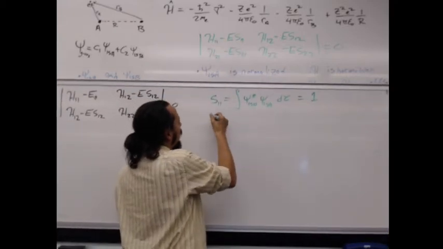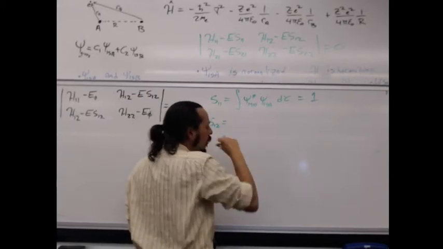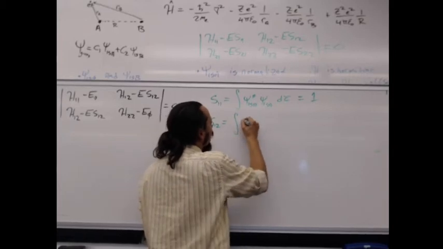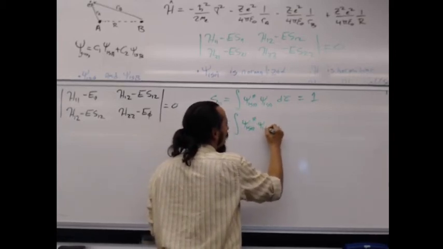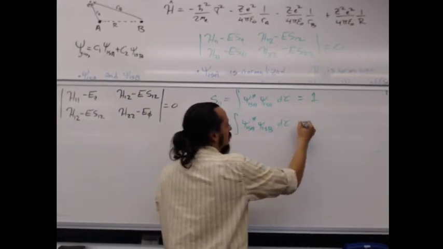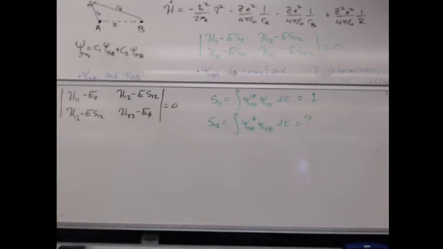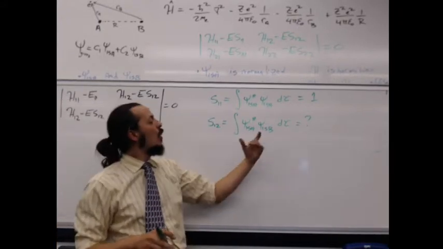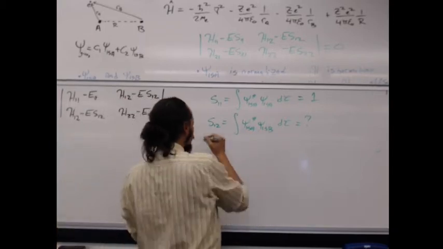If I have S12, that's going to be the integral of psi 1sa star psi 1sb d tau. That one I actually have to solve. I can't say it's nice. It would be nice if we could say it's equal to 0, but because of that offset, we can't actually say it's equal to 0.